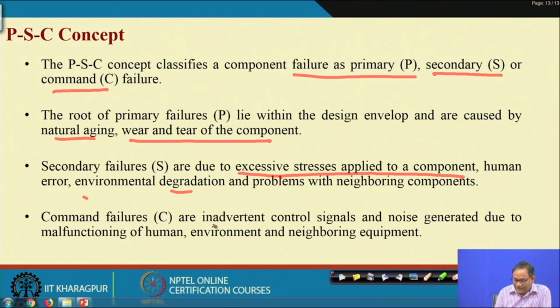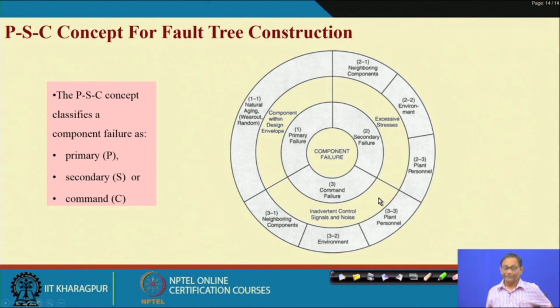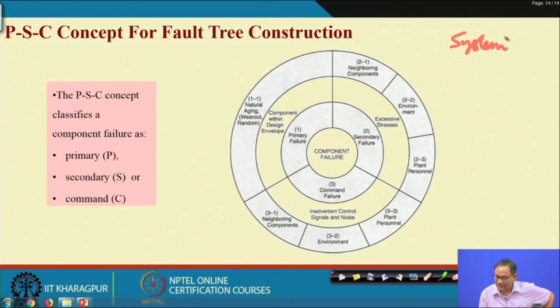So, common failures are inadvertent control signals and noise generated due to malfunction of human, environment and neighboring components. Okay. So what happened then? We say that for fault tree construction, suppose you start with a system level failure.